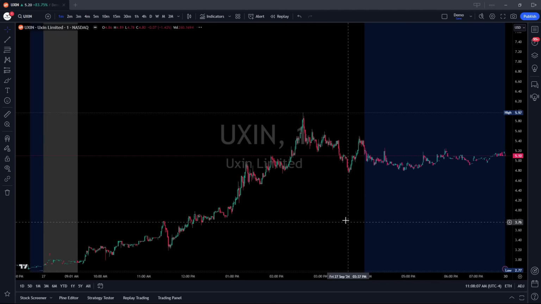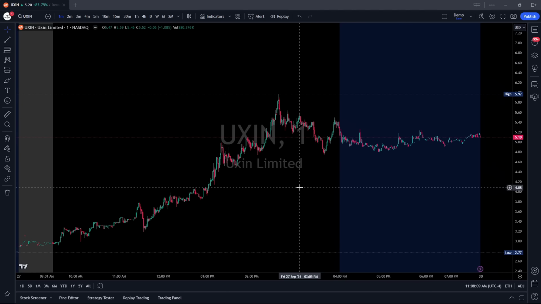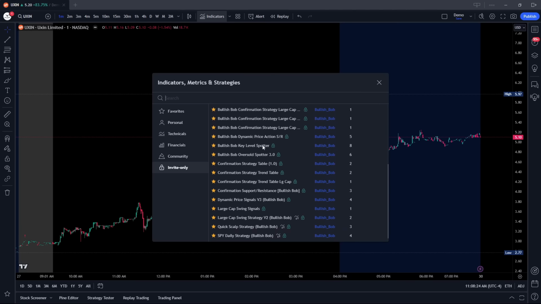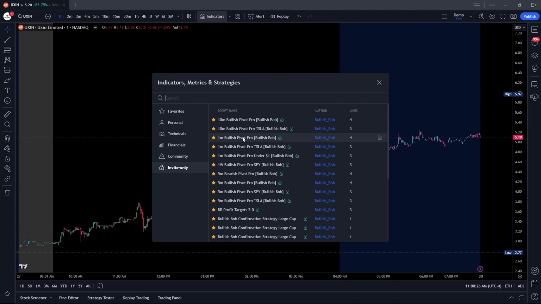All right. So first thing you want to do, if you have our indicators and you're a member of our premium Discord, then you should have access to our indicators here. Go to invite only. So hit the indicators tab at the top, go down to invite only, and we want to open up the 1 minute Bullish Pivot Pro. That's this one here, 1 minute Bullish Pivot Pro. We have a number of indicators, but this is one of my favorites, if not my favorite at this point. So 1 minute Bullish Pivot Pro.